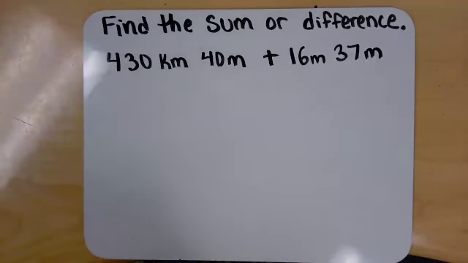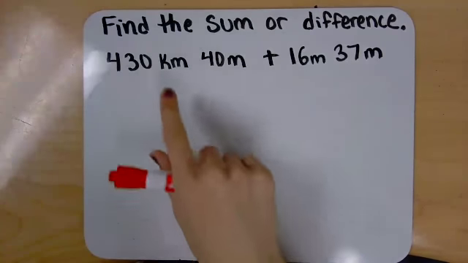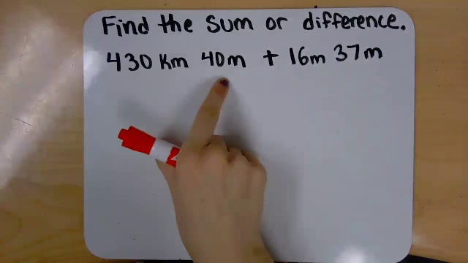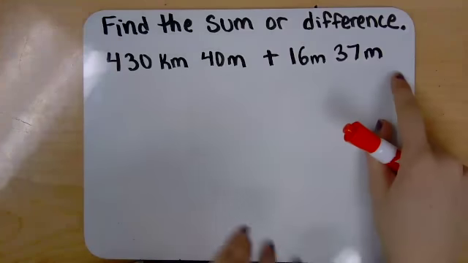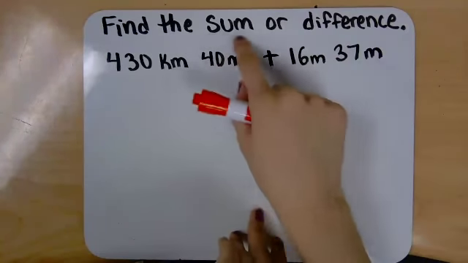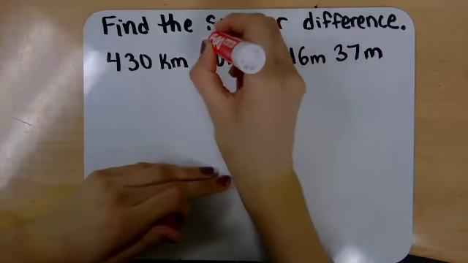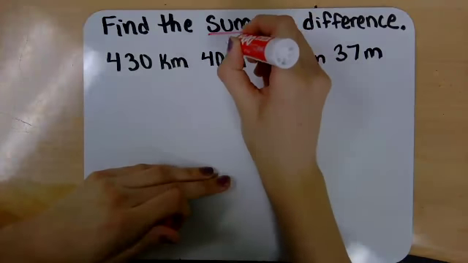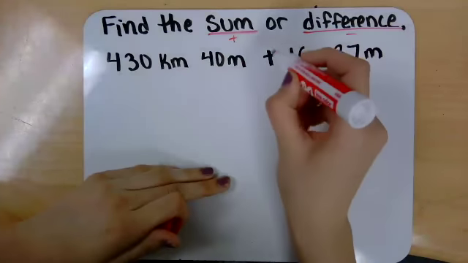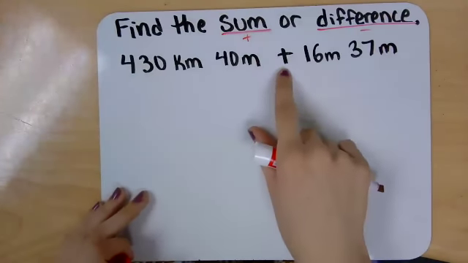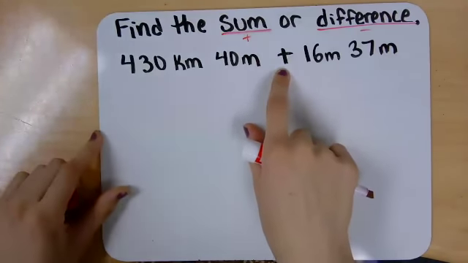Today we're going to be working on finding the sum or difference with kilometers and meters. We're also going to be working with kilograms and grams, liters and milliliters. Let's start with this example first. So we're finding the sum, which means addition, or the difference, which means subtraction. Okay, for this one we are adding, so we're finding the sum.